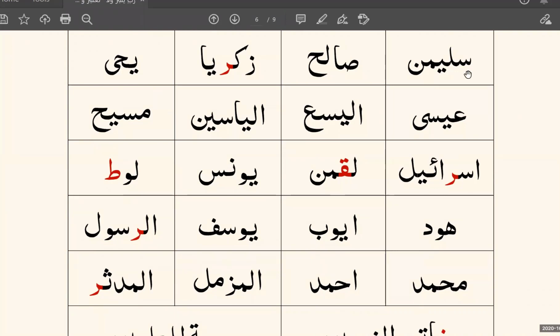Bismillahirrahmanirrahim. Sin, Lam, Ya, Mim, Noon, Sod, Alif, Lam, Ha, Za, Kaf, Ra, Ya, Alif, Ya, Ha, Ya.